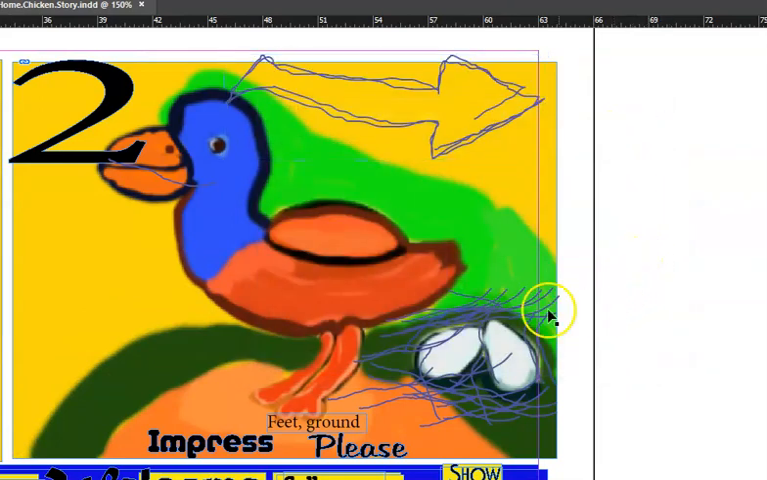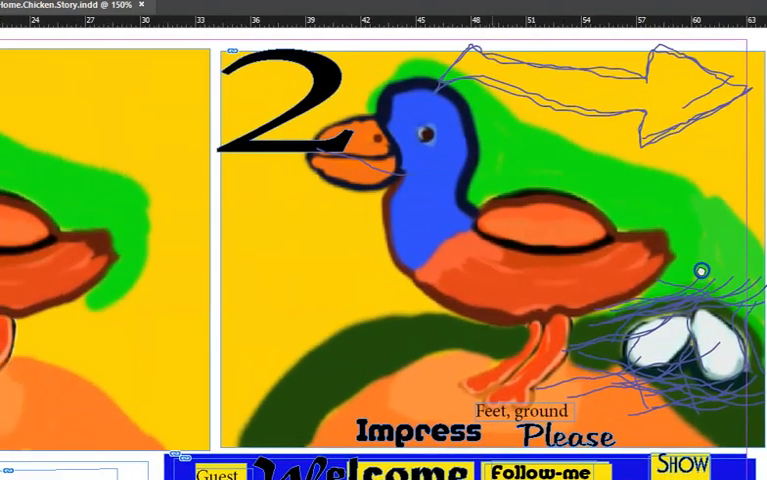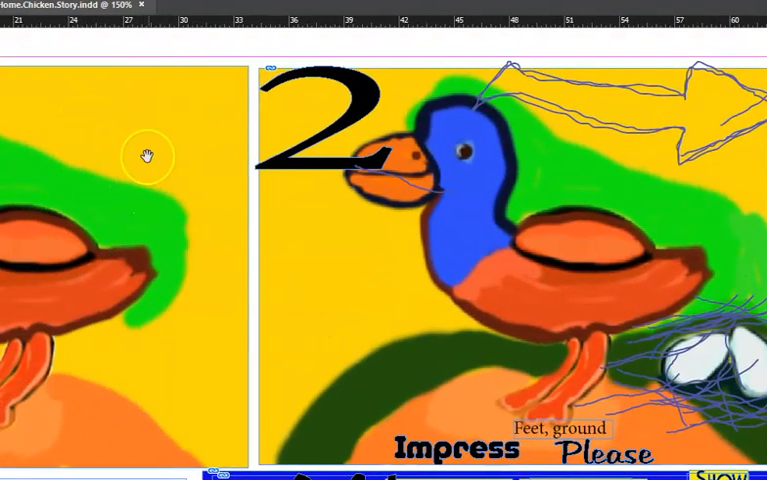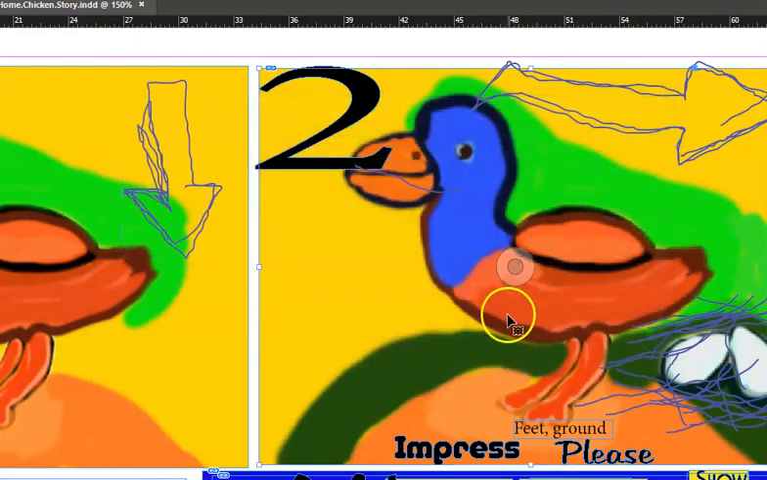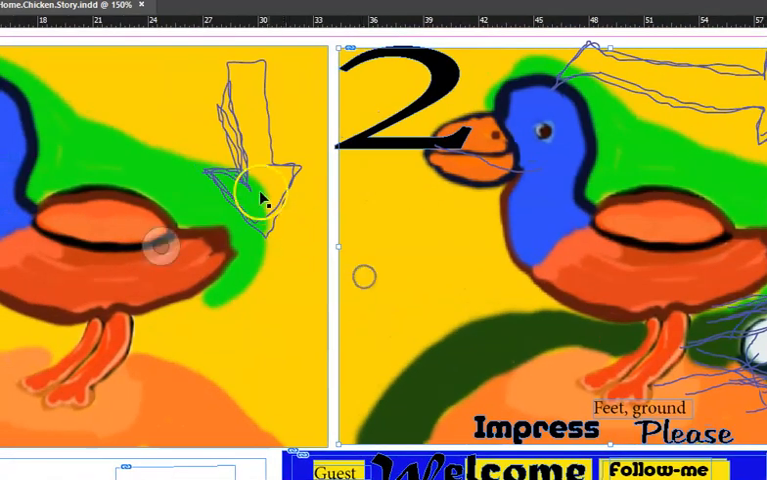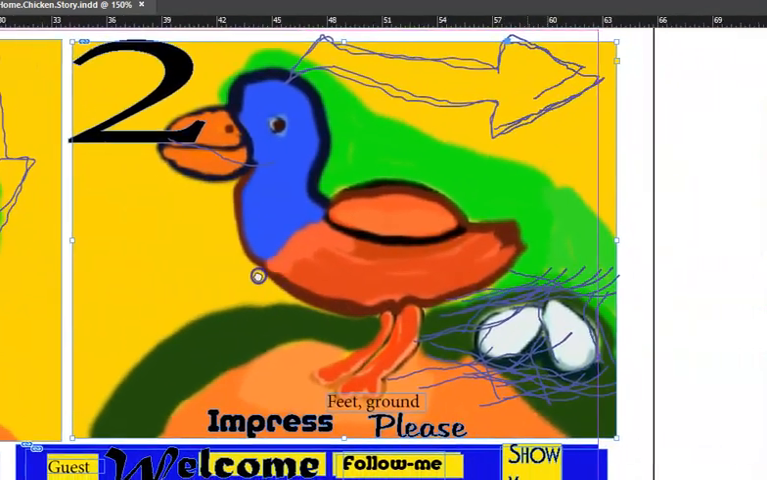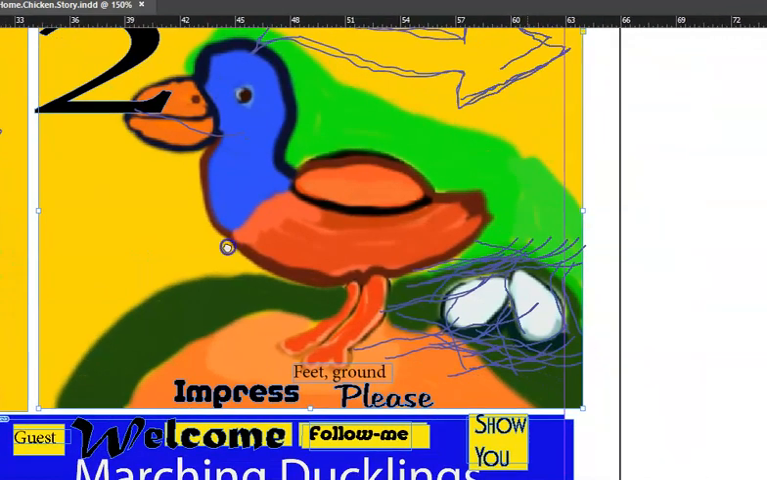But still, this is the direction right here. I'll go ahead and select this arrow that's over here. I'm trying to select it so that we can see that. You've got the arrows right here that I drew with the pencil tool, and then you have the eggs in the nest right here.